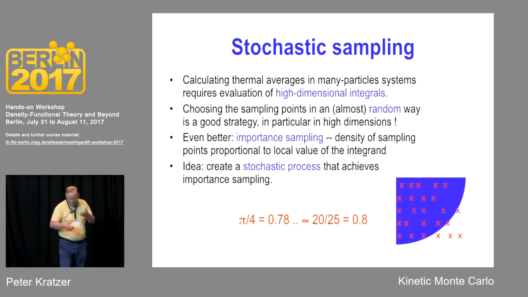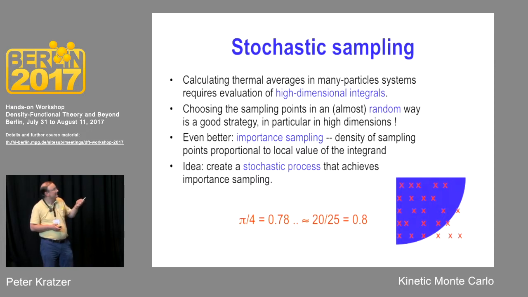Now, of course, if you have an Ising model or things like that, you want to do it a little bit more sophisticated. You use what is called importance sampling. The density of your sampling points should correspond to the weight of your integrand. Where the integrand is high, you want many sampling points. Where it's low, you need only few.